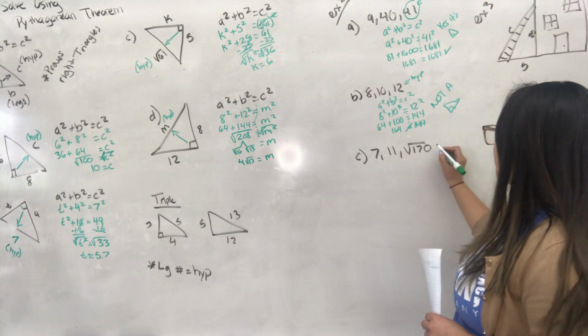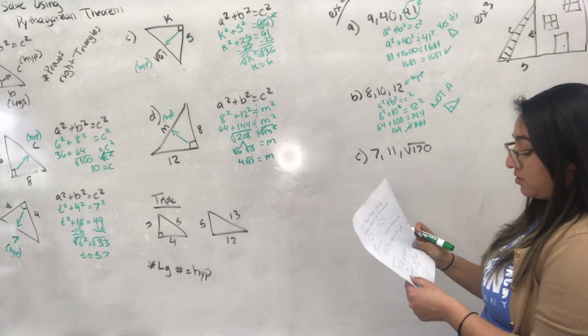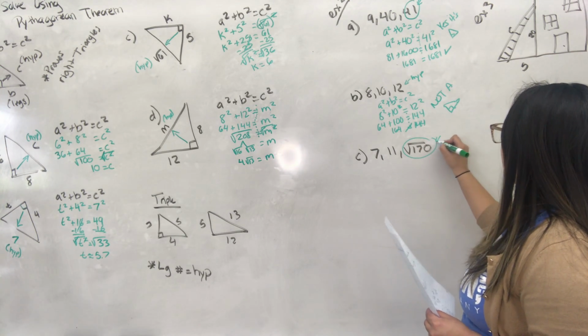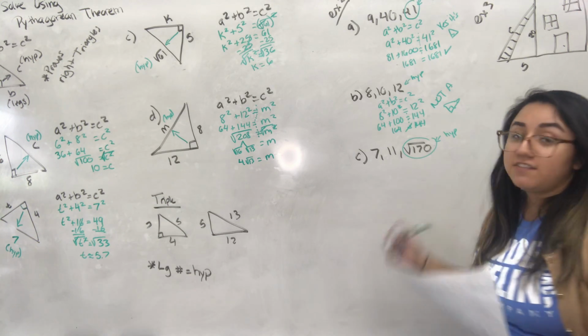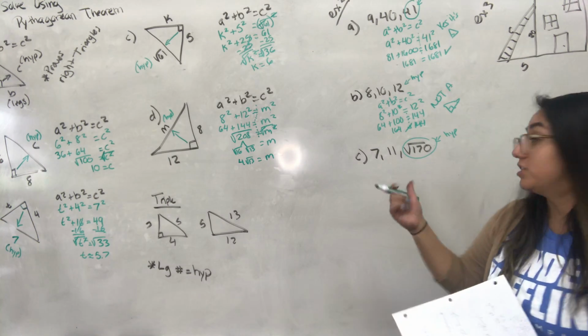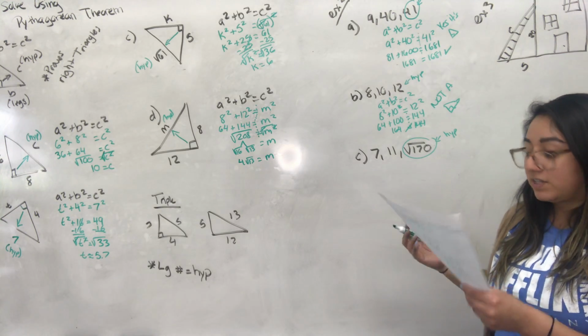C, let's try the last one. 7, 11, and radical 170. If you don't know which one's the largest number, if you take the square root of 170, you're going to get a larger number than 11. I don't remember what it was, but you do get a larger number.